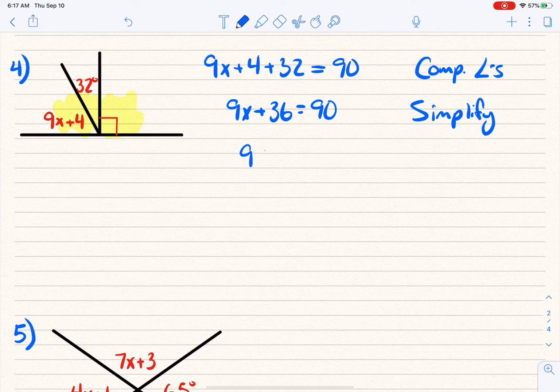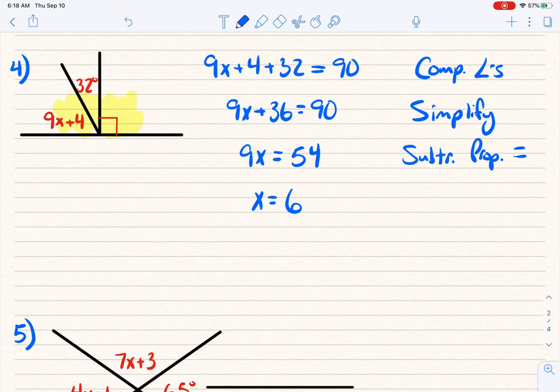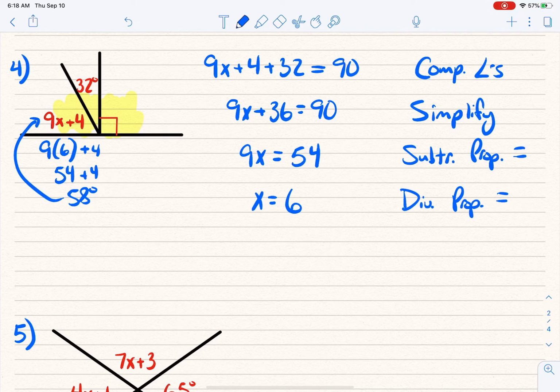Subtract 36 from both sides, you get 9x is equal to, now 90 minus 36 is 54. And so that was the subtraction property of equality. And go ahead and divide by 9, and that gives me x is equal to 6. There we go. And that was the division property of equality. I take that 6 and plug it back in, and I would get 9 times 6 plus 4, and 9 times 6 is 54, plus 4 would give me 58. And I go, does that make sense for this one to be 58? Sure, because this other one is 32, and 32 and 58 gives me that 90 degrees.